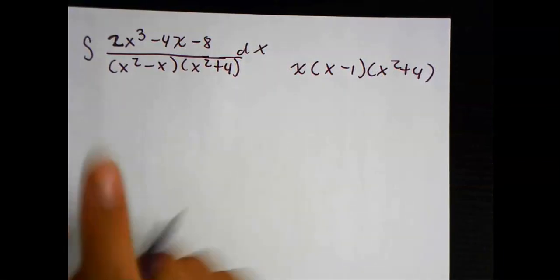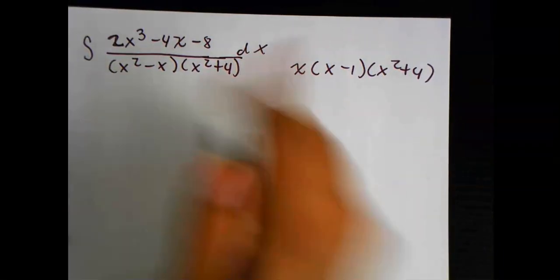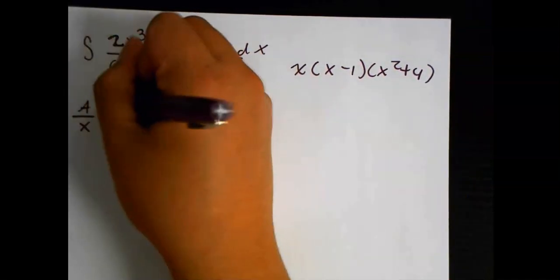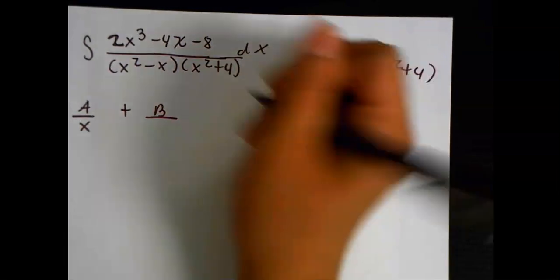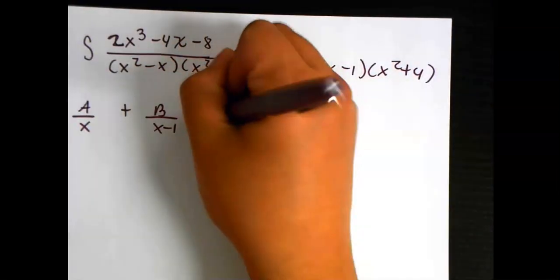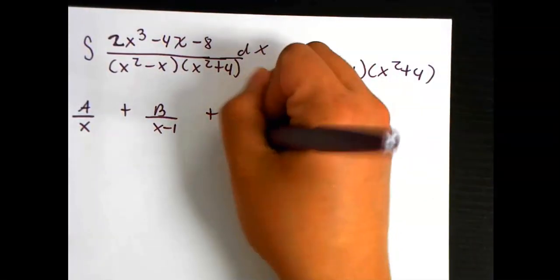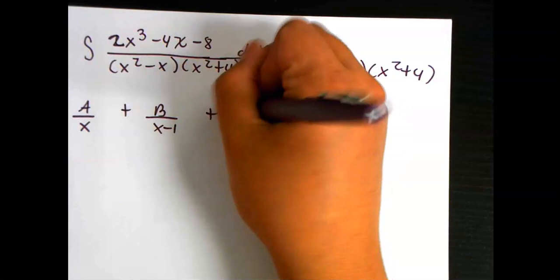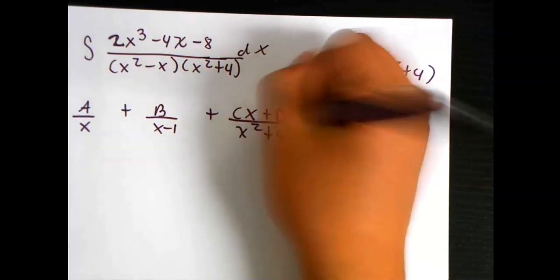Okay, so now, this is linear, so it's going to be A over x. This one's linear, B over x minus 1. This one's quadratic, so it's going to be linear on the top. I used A, I used B, so I'm going to do Cx plus D.